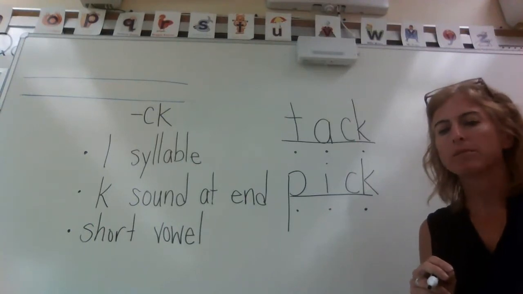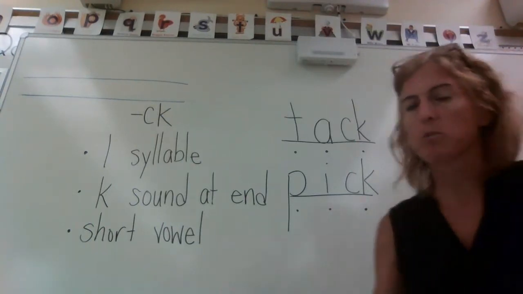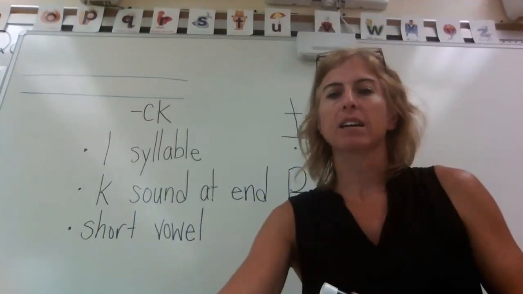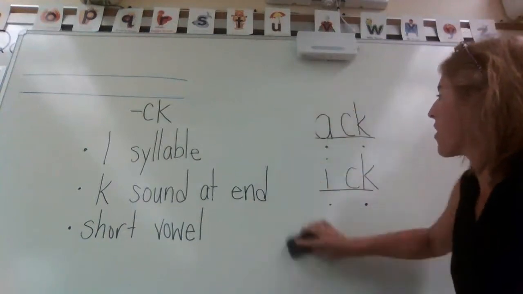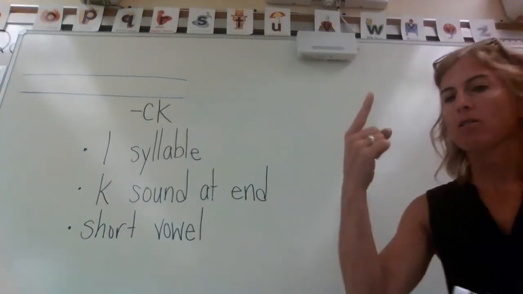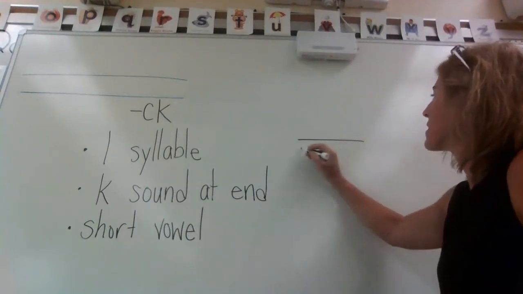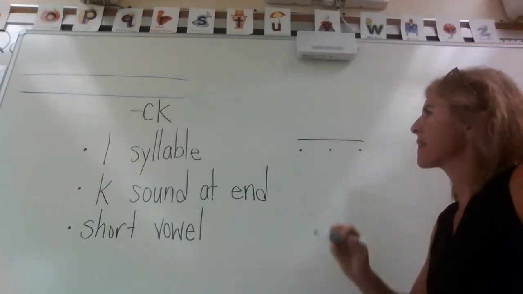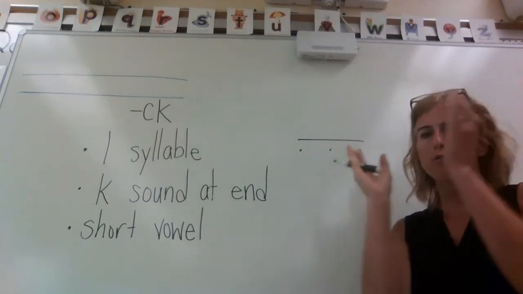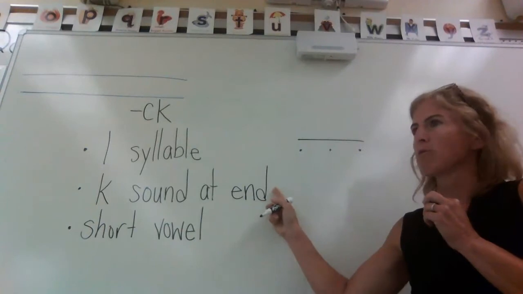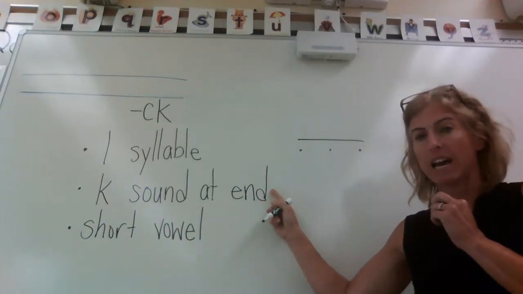How about, let's do the word rack. R-A-K. There are 3 sounds in my word. Rack. 1 syllable word. Rack. K ends my word.